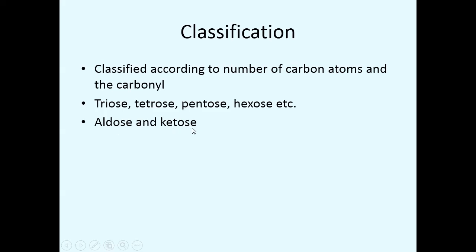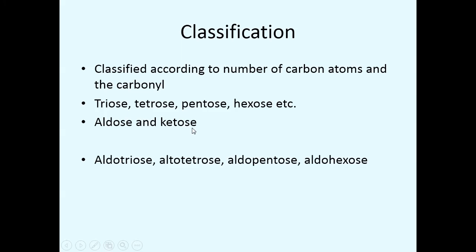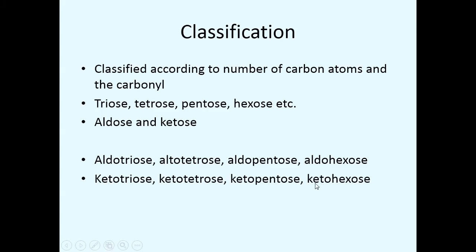Many times, both of these parameters are described together. For example, glucose has an aldehyde group and 6 carbons, so it is called an aldohexose. Fructose has a keto group and 6 carbons, so it is a ketohexose. Glyceraldehyde has 3 carbons and an aldehyde group, so it is an aldotriose.